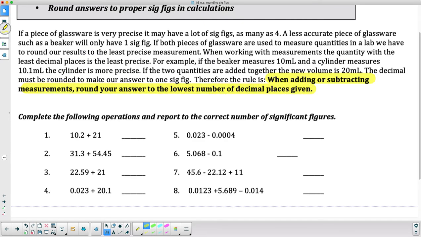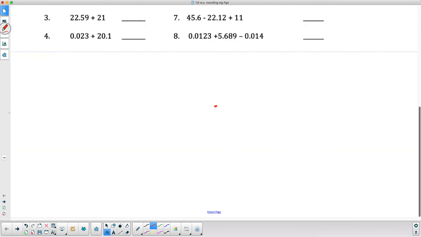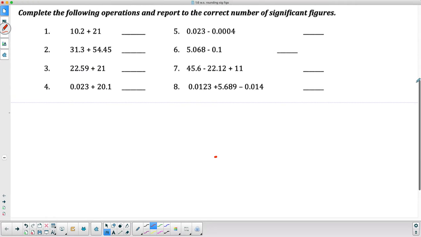So let me show you what this looks like with examples here so you can see how to line them up. I'm going to give myself a little bit more room on the bottom. There we go. So take a look at number 1. If we line this up vertically like you used to do in middle school and elementary school, I got 10.2 plus 21 like this. Notice that here at the ones place for the 21, that is the least accurate measurement because it doesn't have anything else on the right hand side.